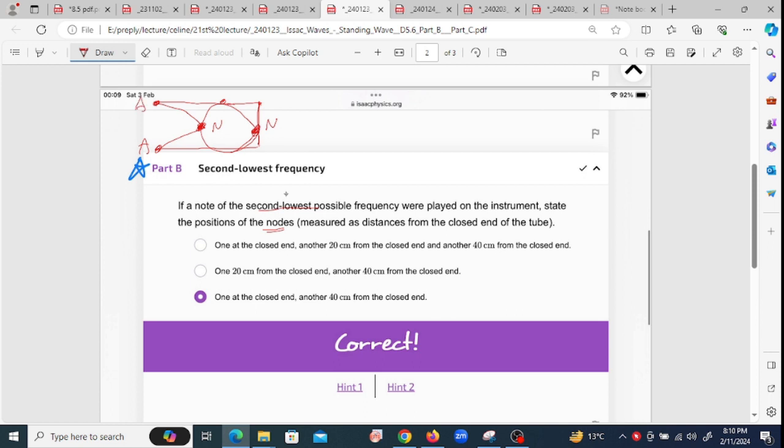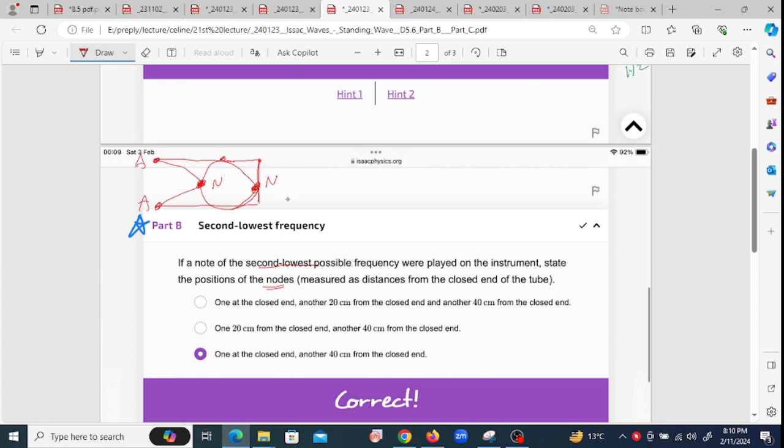So we have to first find the consecutive distance between node and antinode. We need to find the total distance from this node towards this antinode. In between, we have node to node. This is a node, this is a node. Node to node distance, then antinode. So the total distance is divided into two parts: node to node plus node to antinode. So the total length is equal to the distance between node to node plus node to antinode.